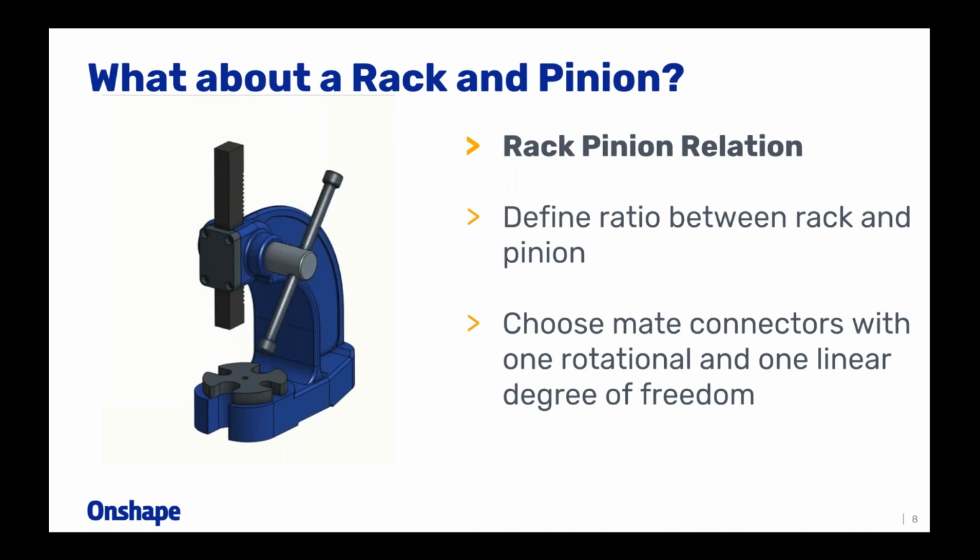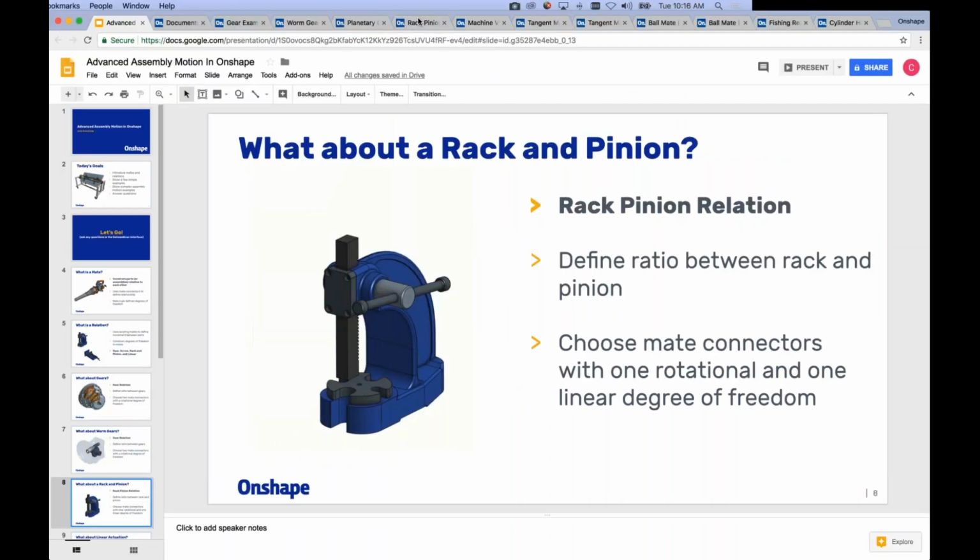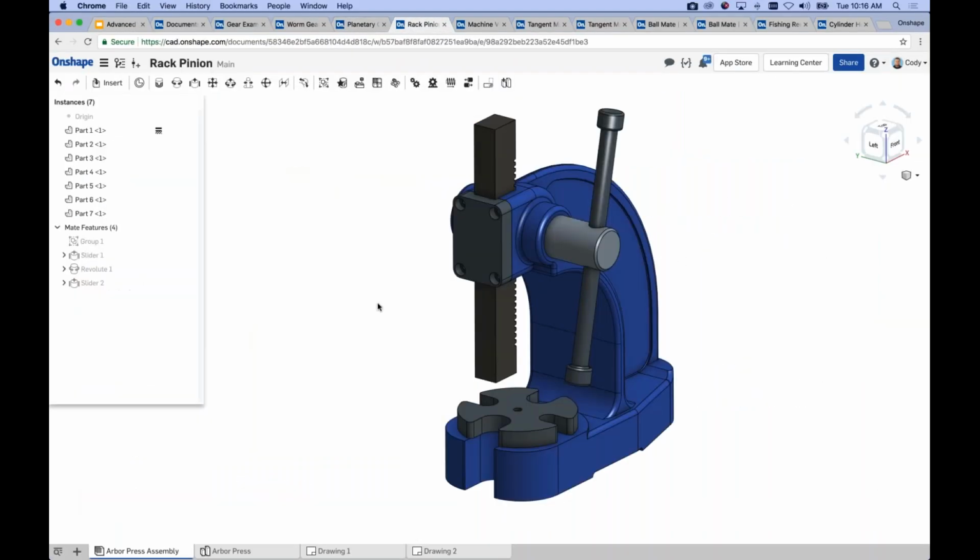So this is a bit different than the gear. In the last example with the gear, it was 2 rotational degrees of freedom for the 2 gears. But in this example, we have 1 linear degree of freedom and 1 rotational degree of freedom, right? So a bit different in the sense that the mates and degrees of freedom that we choose may be different. So let's jump into a quick example of this.